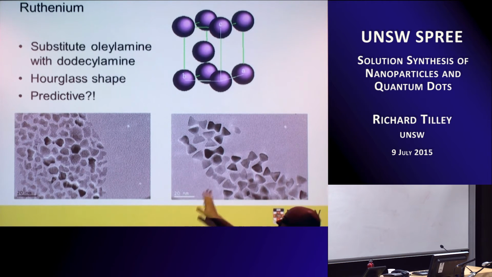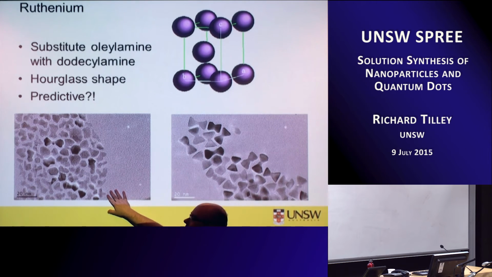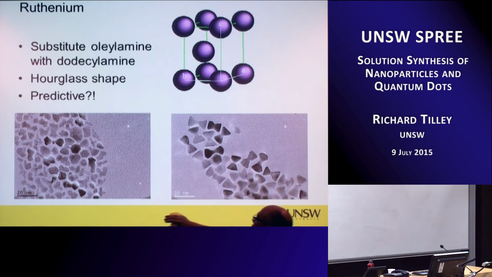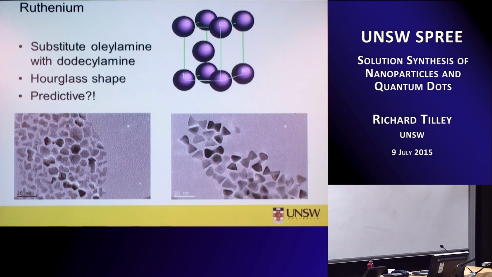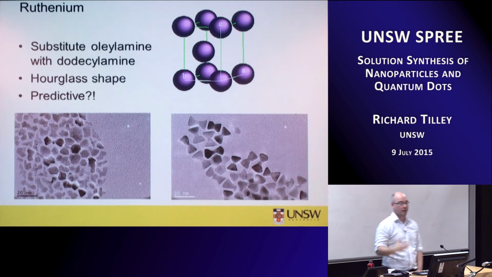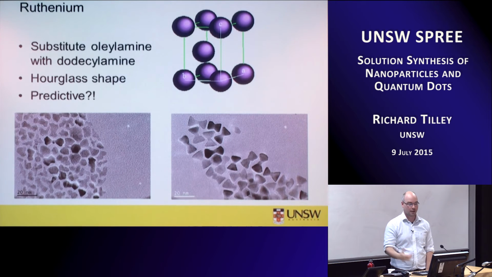But this is with ruthenium, and essentially when we had one type of surfactant, we made this kind of shapes. But then if we put in a very similar surfactant, so a similar amine surfactant, we suddenly made these hourglass shapes, which really have quite nice definition and control. But to do a chemical reaction and predict that you're going to make an hourglass-shaped particle at the end of it, I think is really still very difficult.